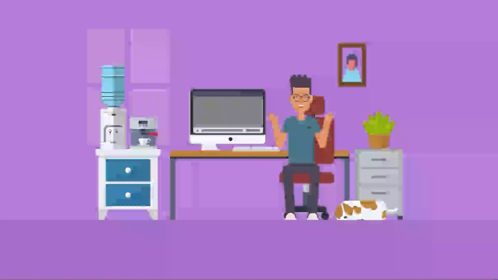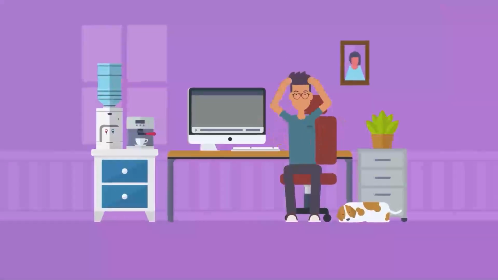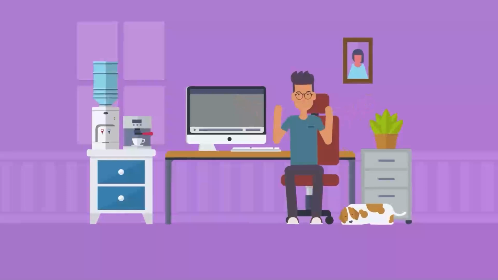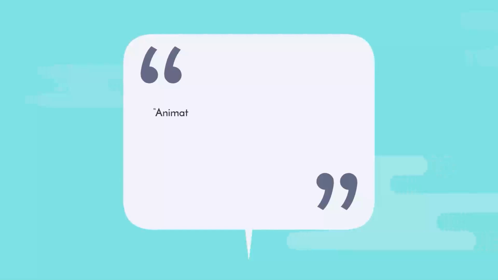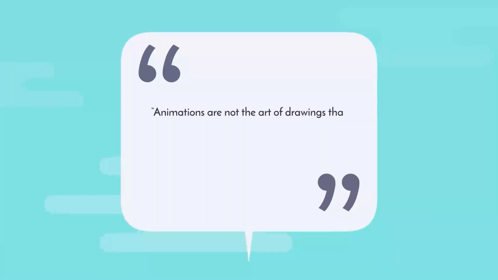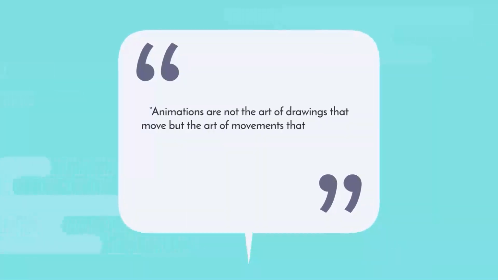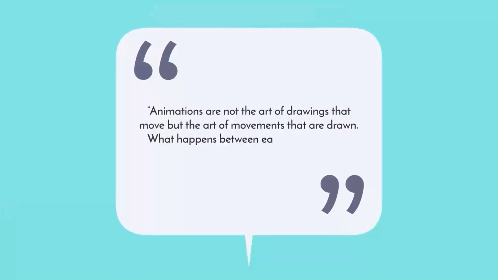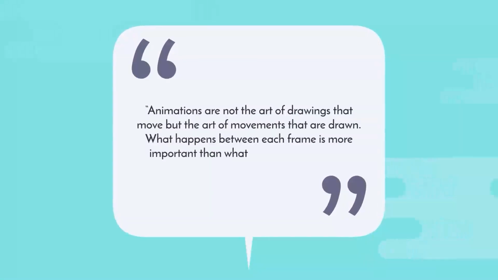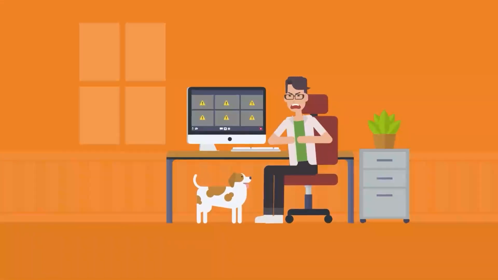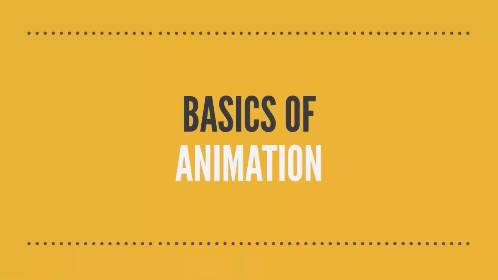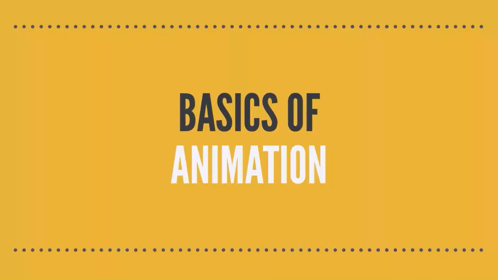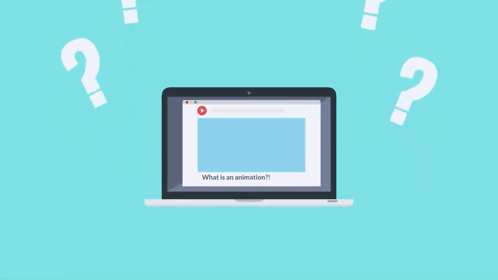Motion design is all about mastering how one object moves from point A to point B. The great animator Norman McLaren said, "Animations are not the art of drawings that move, but the art of movements that are drawn. What happens between each frame is more important than what exists in each frame." To understand the concept of timing and spacing, we need to have a strong foundation of the basics of animation. So let's begin with understanding what animation is.